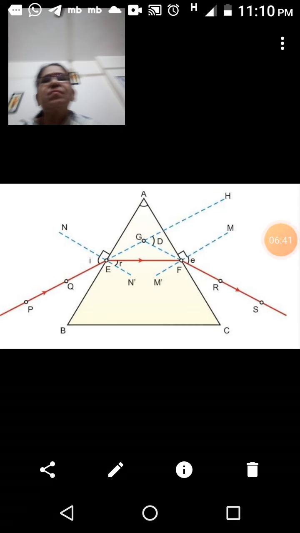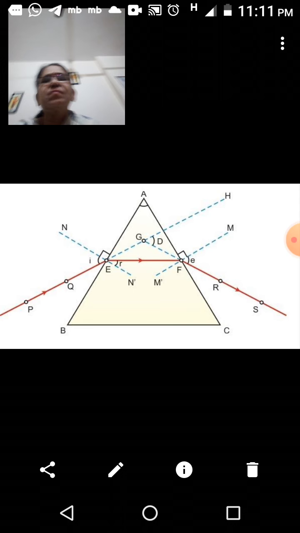In the figure, the incident ray is extended further up to point H, whereas the emergent ray is extended backwards up to point G to meet the incident ray. The angle between the direction of the incident ray and the direction of the emergent ray, denoted by D in the figure, is called the angle of deviation.